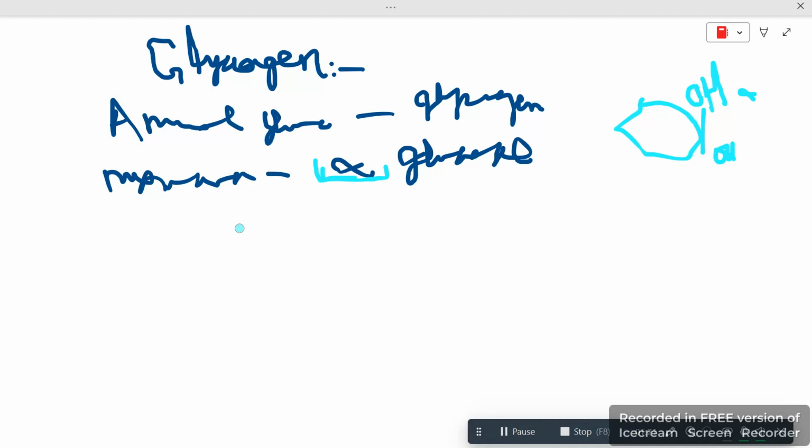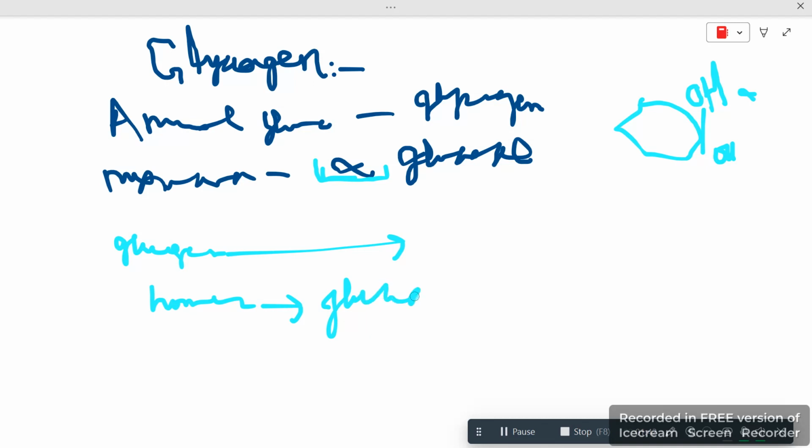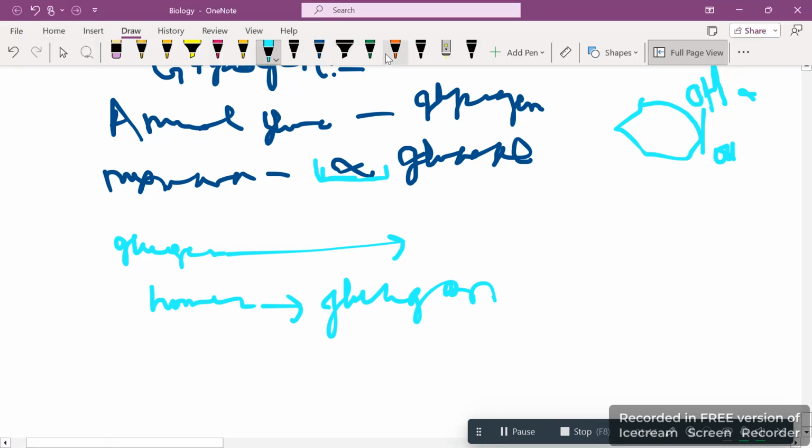Then this glycogen is secreted, like released, by our pancreas. There's one hormone, not an enzyme, which is known as glucagon. I'm sure this is clear. Then you'll find glycogen in many other parts.